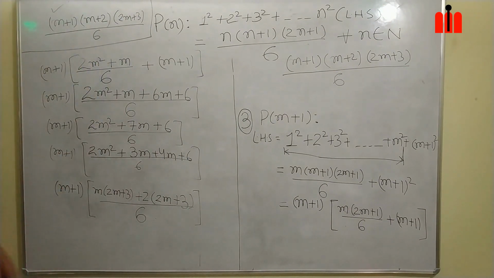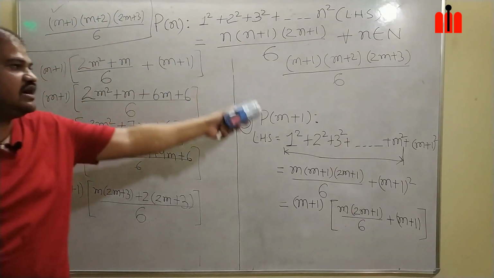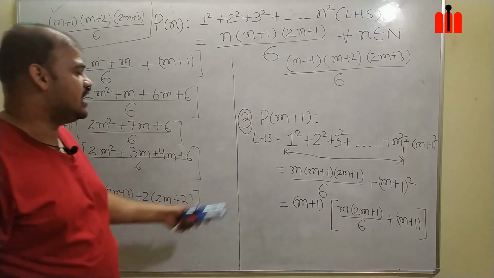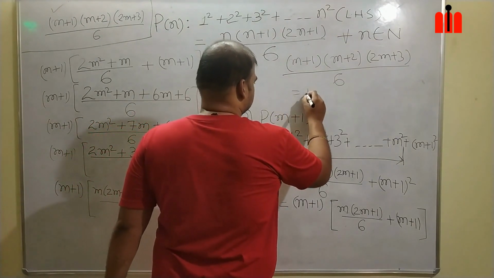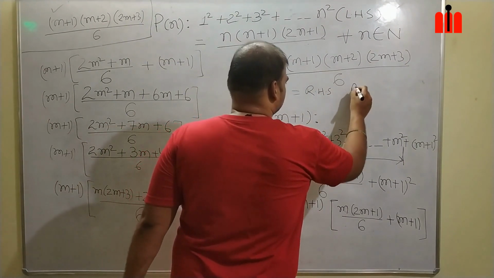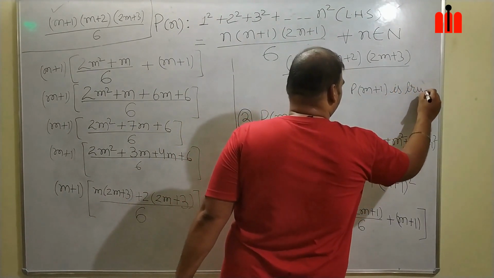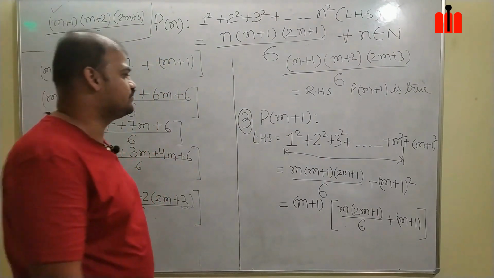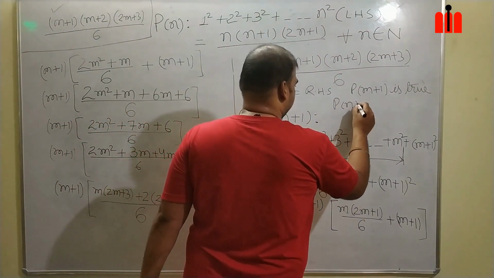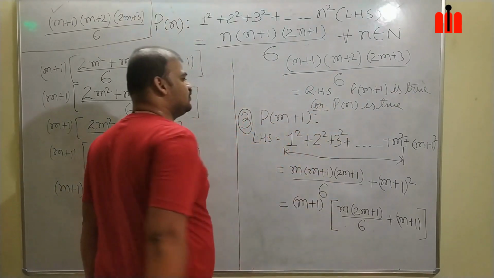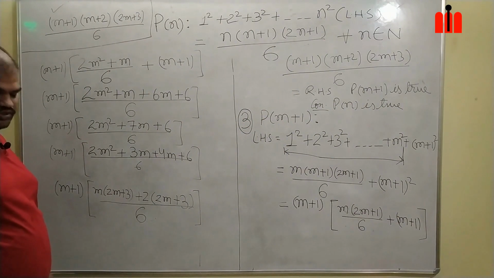Is this what I was looking for? Yes. This is what we had anticipated, that it should be m plus 1, m plus 2, 2m plus 3 by 6, and we had arrived at that. So my P(m plus 1) is true. I had taken LHS and I got what my RHS is. This is my RHS. So P(m plus 1) is true. That's why my P(n) is true. This is my conclusion that P(n) is true.